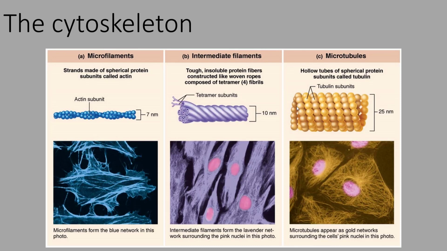We have microfilaments, which are the smallest. We have microtubules, which are the largest. And then the thing in the middle is called an intermediate filament. They're all different sizes, they're made of different things, and they all have different functions. So let's start with the small ones.